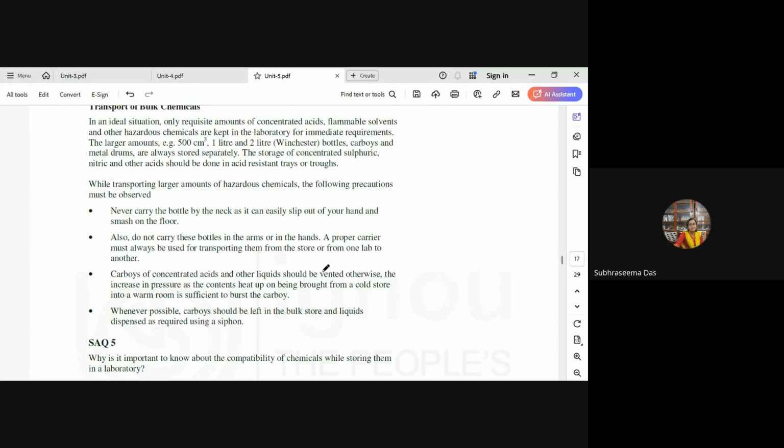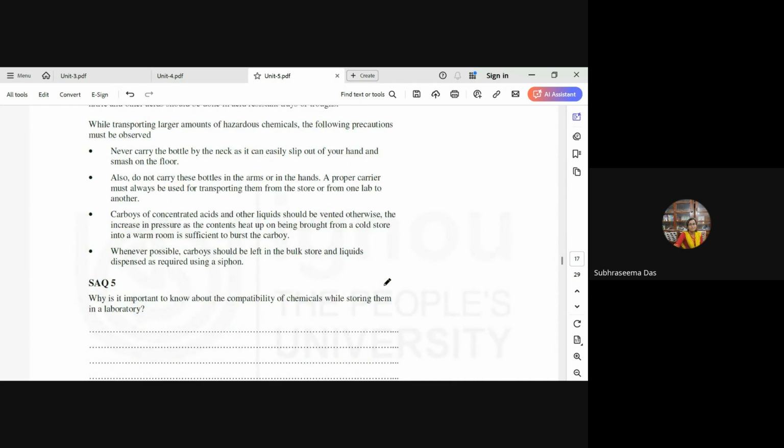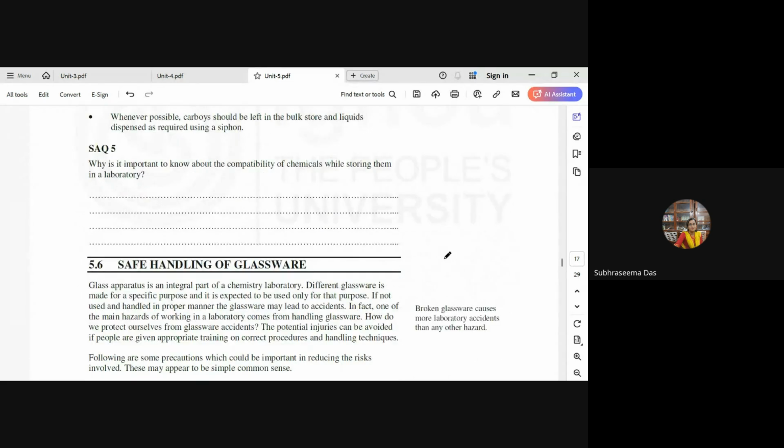The carboys of concentrated acids and liquids must be vented out. Whenever possible, the carboy should be left in the store, and the stock bottle should be kept in the store, and from the stock bottle we should dispense the acid or base as per our requirement using a siphon.